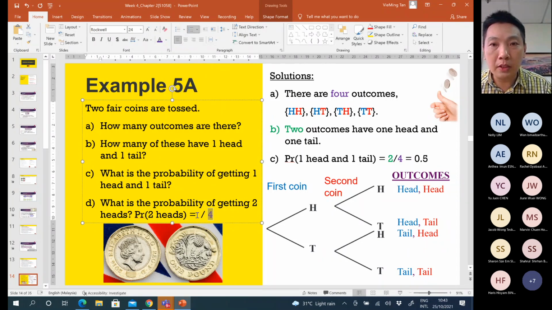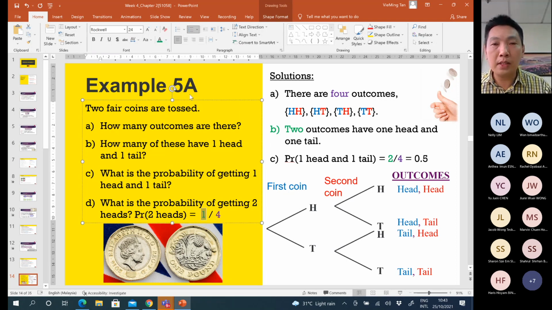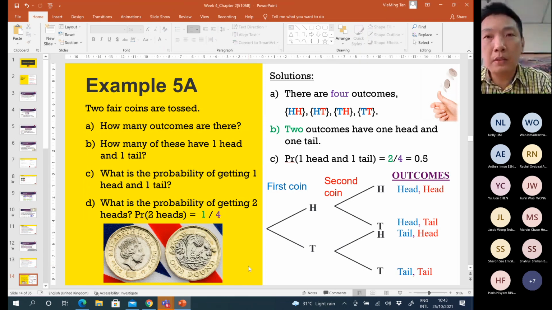Now is the numerator part. Numerator depends on the question. 2 heads, we check among these 4 outcomes, which outcome has 2 heads? Only one, right? Only this one. So we substitute 1 to the numerator. I use green color. So the answer is 1/4, or equal to 0.25. I stop for a while. Any question on example 5A?